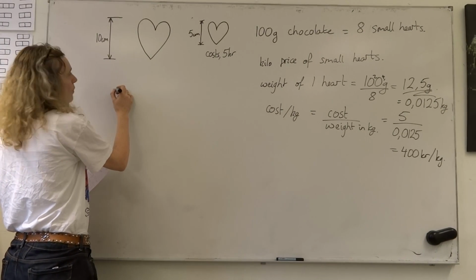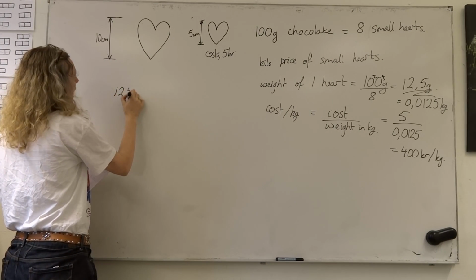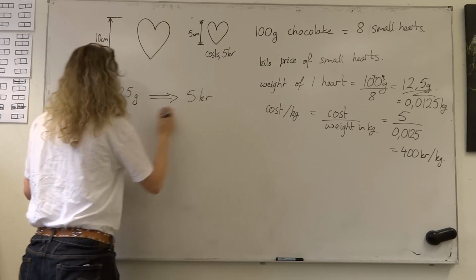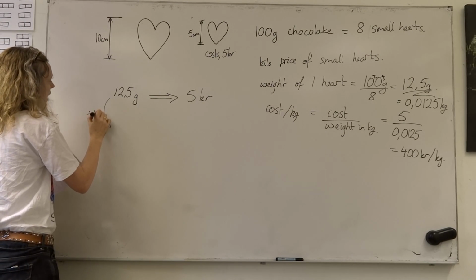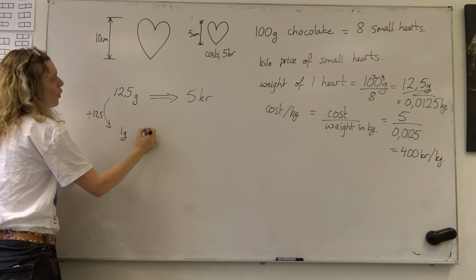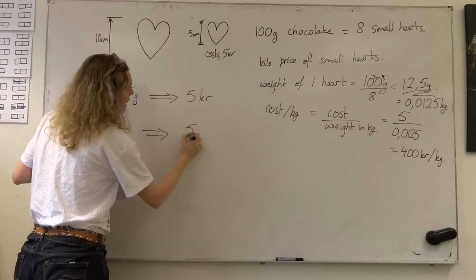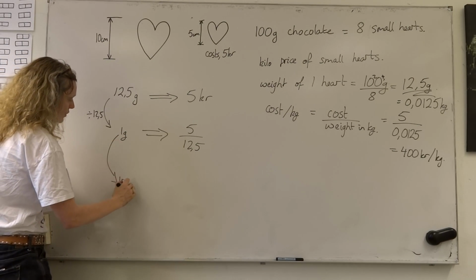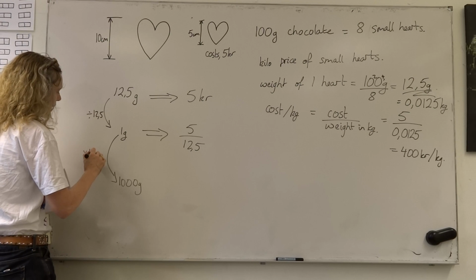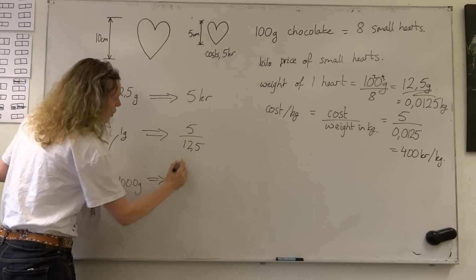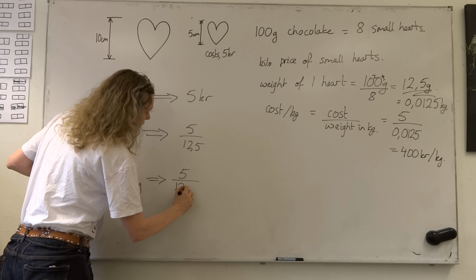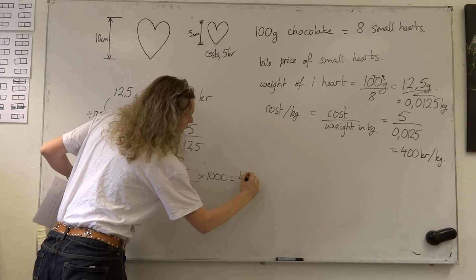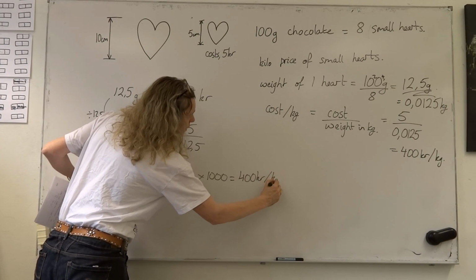12.5 grams costs 5 kronas. Go from that to divide both sides by 12.5 grams to get what 1 gram costs. It equals 5 divided by 12.5. And then to go from 1 gram to 1,000 grams, we'd multiply by 1,000, which would give us a cost of 5 divided by 12.5 times 1,000. And you'll get exactly the same answer, 400 kronas per kilo.